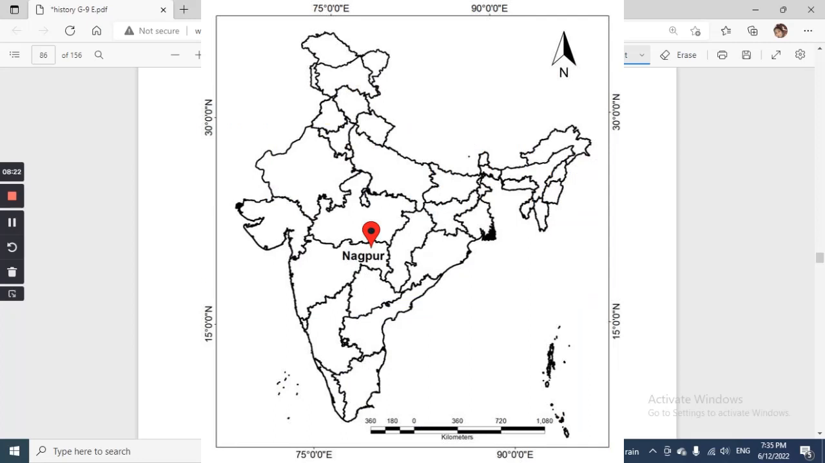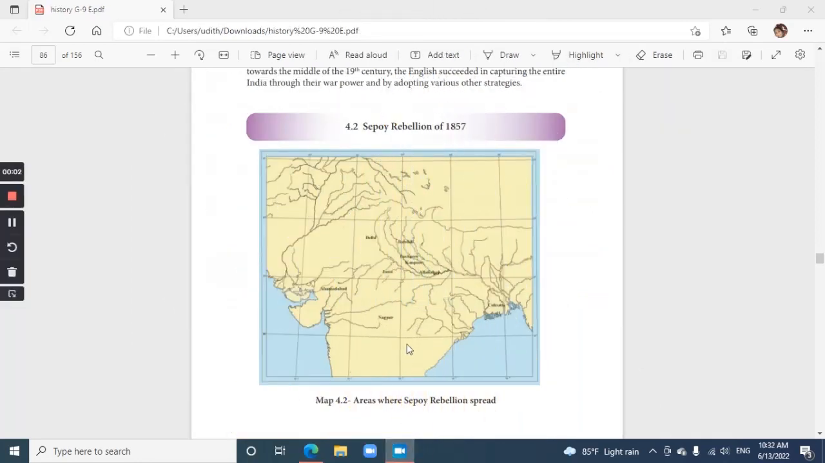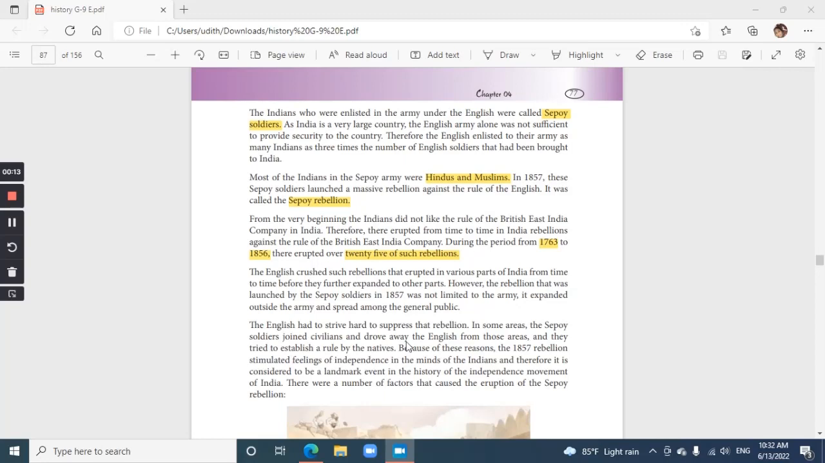So in the middle of the 19th century, the English succeeded in capturing a lot of parts of India by adopting these kinds of strategies. Now we are going to talk about the Sepoy Rebellion of 1857. Who are the Sepoy soldiers? Sepoy soldiers are the Indians who were enlisted in the army under the English.